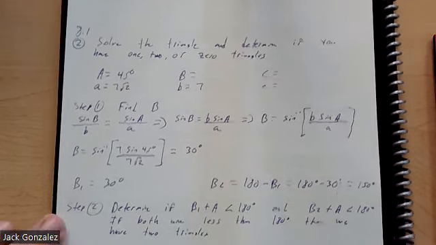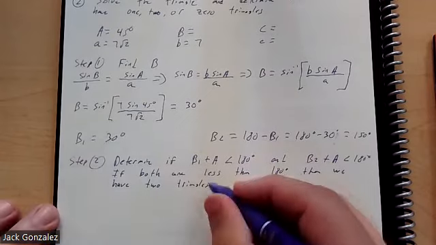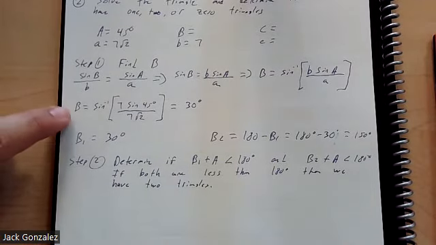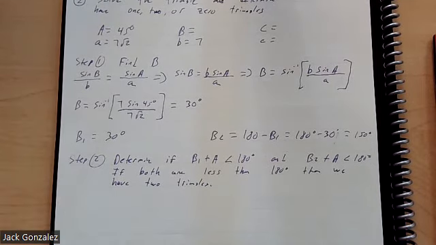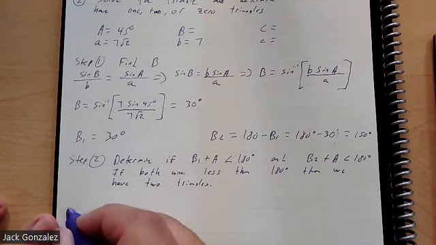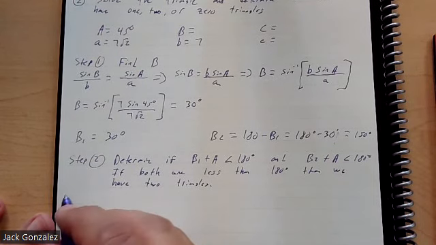So if only one of them works, then you have one triangle. If you get an error at this point here, solving for one angle, you should stop and say there is no triangle. Okay? Does that make sense? So we got to check. Step 2 is just checking.